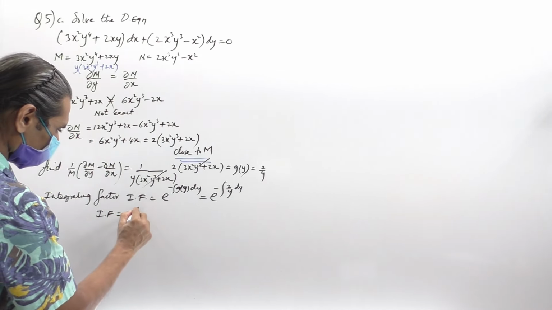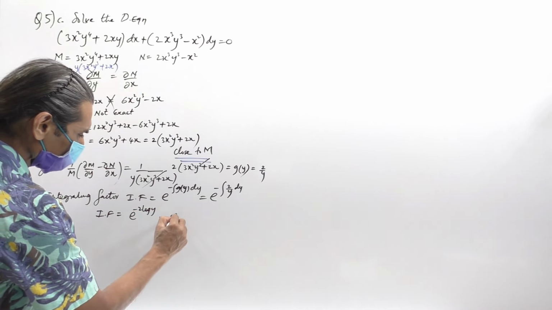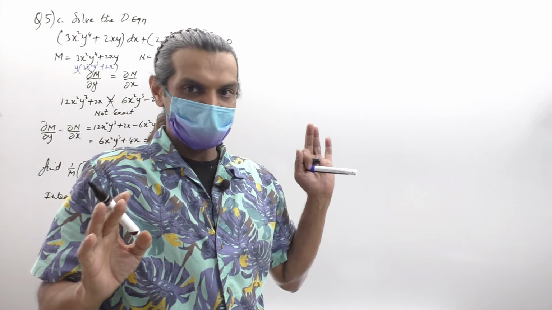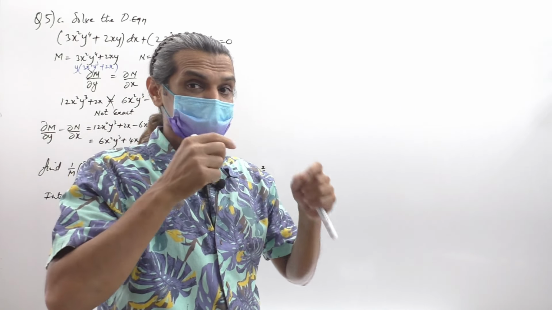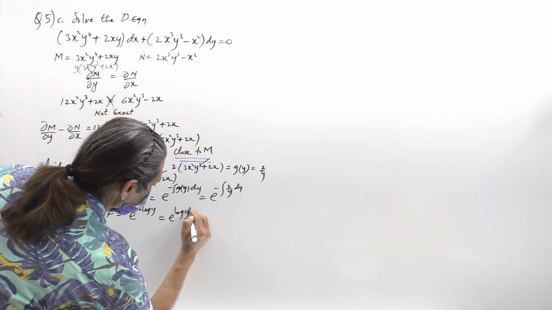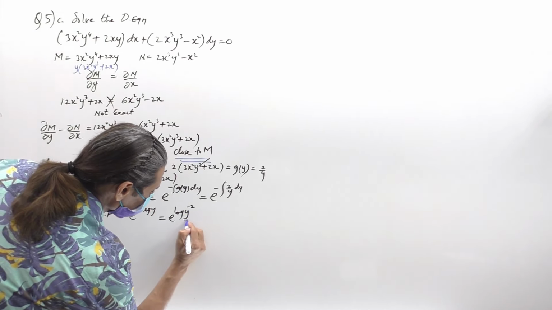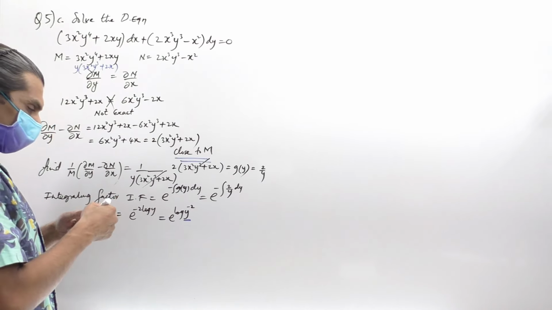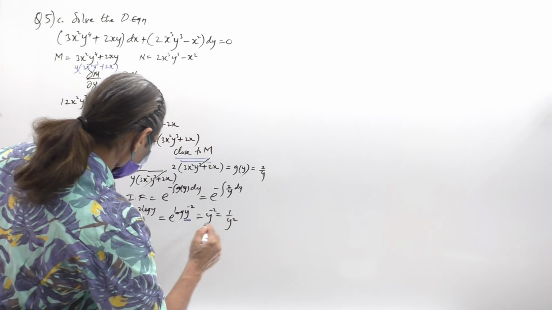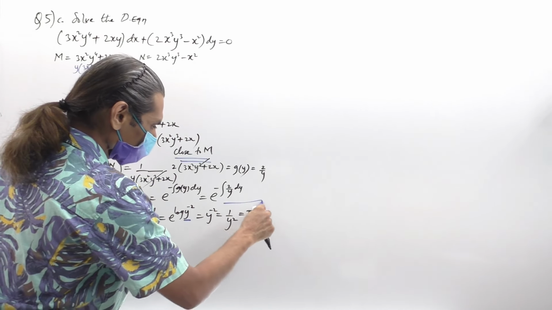So e raised to minus 2 into, what is integration of 1 by y? Log y. Again I can rewrite this: log of a raised to k is k log a. So minus 2 log y is log of y raised to minus 2. And as I told you, e raised to log of something is that something. So e raised to log of y raised to minus 2 is y raised to minus 2 only, which is 1 by y squared. So my integrating factor is 1 by y squared.